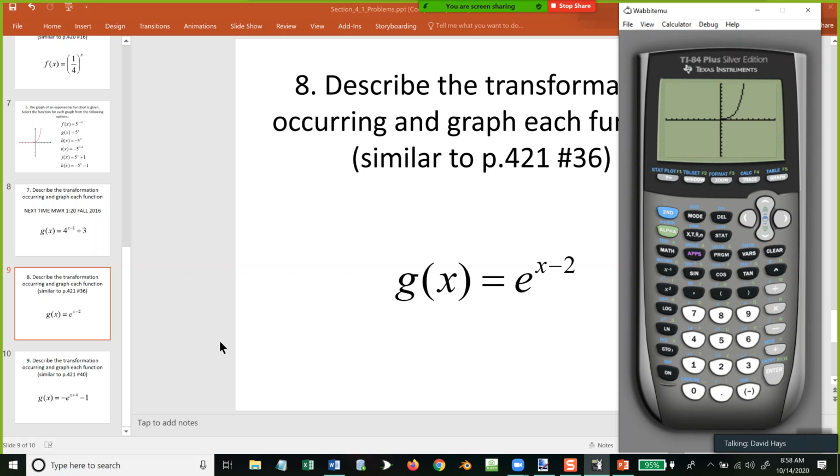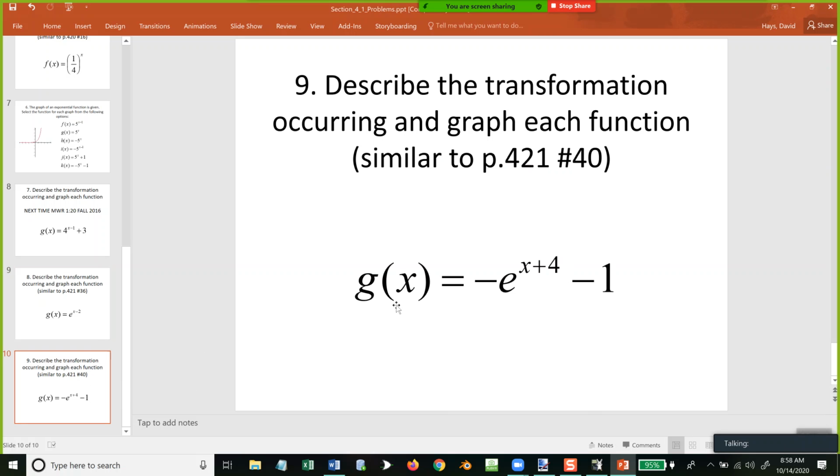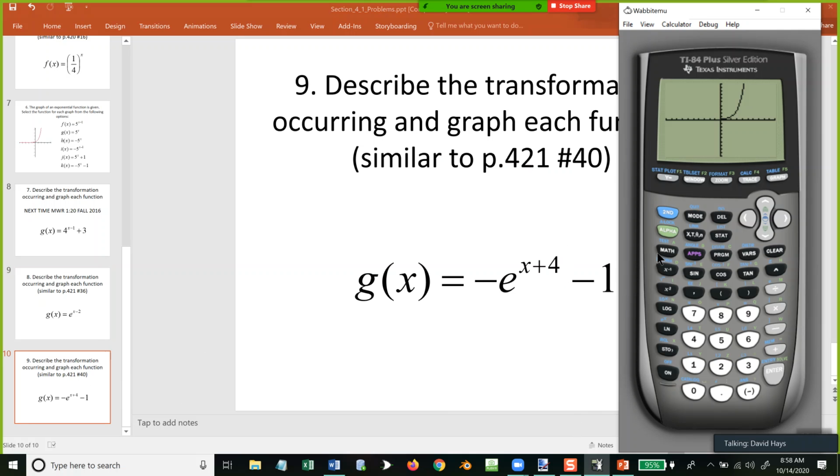That's just exponential growth. Now this one will be flipped upside down because of the negative, but let's go look at the graph of this. So negative e, so second ln, x plus 4, close parentheses, minus 1, and then graph. Now here, it's dropping slowly, and then drops dramatically.